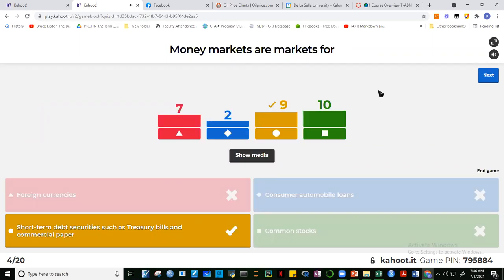Okay, the answer is short-term debt securities such as treasury bills and commercial paper. Okay, number 1, hindi siya foreign currency. Ang money market, guys, is a market where short-term securities, short-term instruments are traded. No? So, you know, guys, ang market, alam naman natin by definition, a market is a place, whether physical or virtual, where buyers and sellers meet. No? So, meron tayong mga buyers, may sellers tayo. Ang money market, ang binibenta dito, mga short-term instruments.